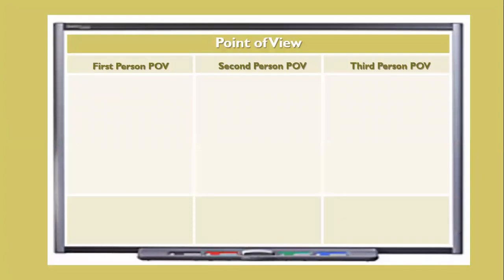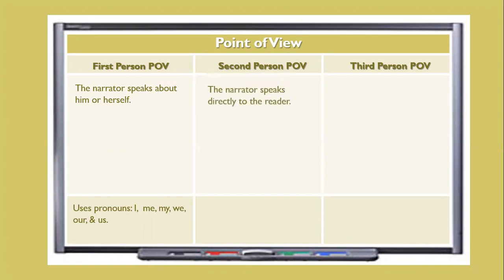Okay, now for a quick review of today's lesson. First person point of view, the narrator speaks about him or herself, and some clue words, the pronouns that are used, are I, me, my, we, our, and us. Second person point of view, the narrator speaks directly to the reader. And some of the clue words, the pronouns that are used, are you and your. And remember that this is not used often in literature. You'll see a lot of second person in things like recipes.